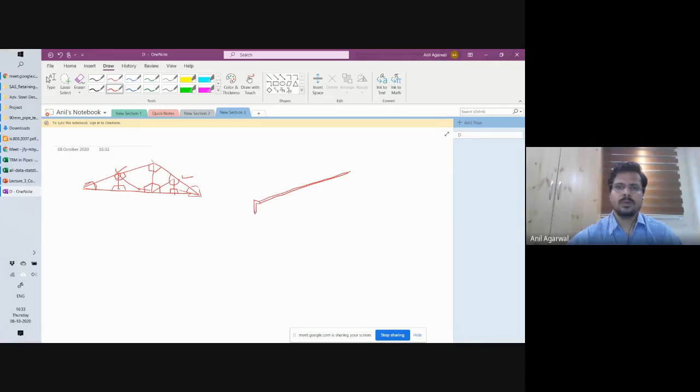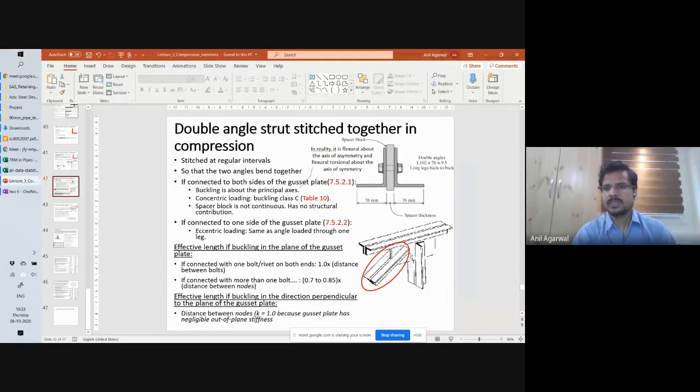Which will often be made of one angle going this way, and then the other angle right behind it. And the gusset plate will be sitting right in the middle of the two angles. Okay, you get it, right? So between the two angles, there will be a small gap, and the gusset plate will be sitting between the two. So you can see this arrangement here.